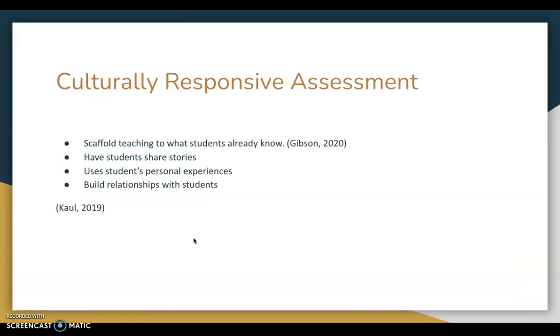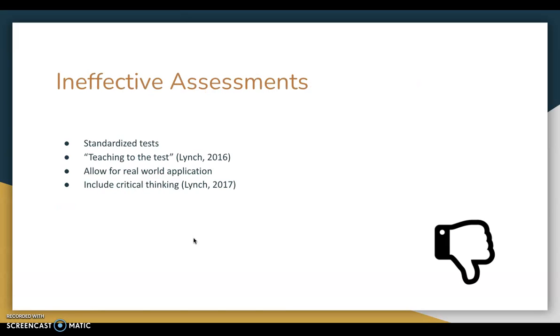Culturally responsive assessment is extremely important. They scaffold teaching to what students already know, have students share stories, use students' personal experiences, build relationships with students. If you teach culturally responsively, you are more likely to have better results. Students are able to understand concepts when you apply it to what they know and their life.